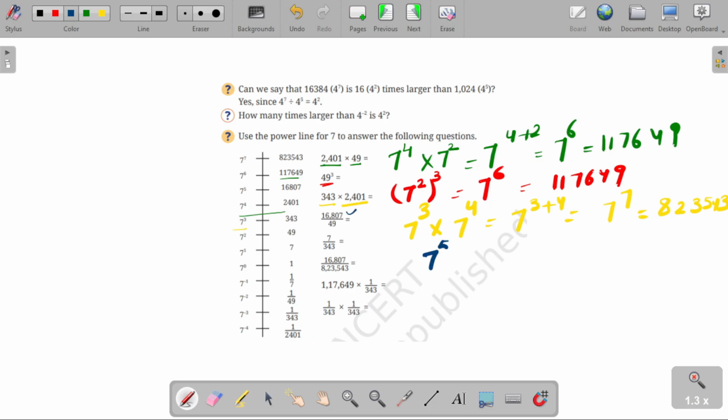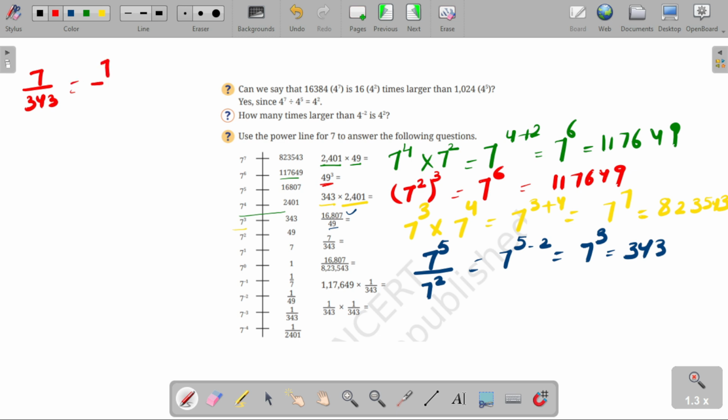Okay. Now the next one, that is 16807. That means 7 raised to 5 upon 49. 49 means 7 square. So see, bases are the same. Powers will be subtracted. It will be 7 cube. 7 cube means 343. Okay.